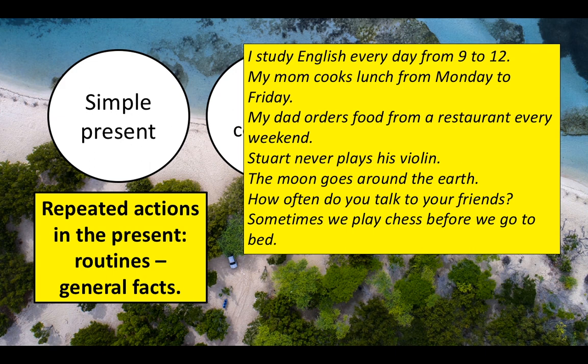Stuart never plays the violin. That means that it's a routine, it's something he doesn't do. The moon goes round the earth. Remember, this is a general fact because the fact that the moon goes around the earth is true. It's something that is real and it happens all the time. How often do you talk to your friends? That is a question. Remember that the auxiliary verb we use for questions in the simple present is the verb do or does. Sometimes we play chess before we go to bed. So sometimes it's a routine, it's something that we do repeatedly with a different frequency, but it's something we generally do. So these are examples of the simple present because these are repeated actions, these are routines, and one of these is a general fact.